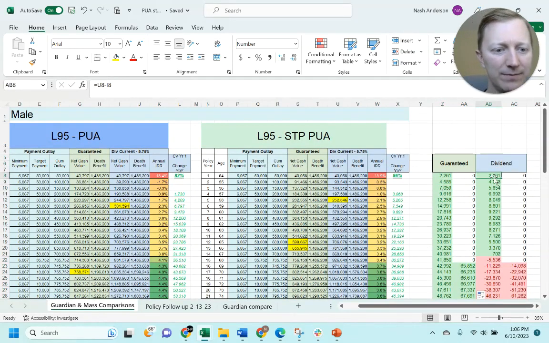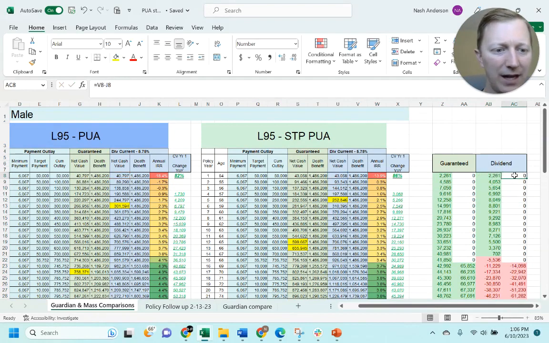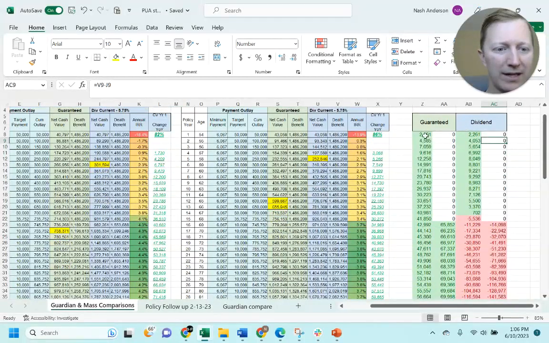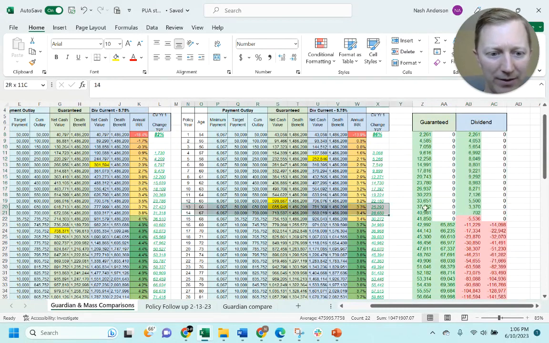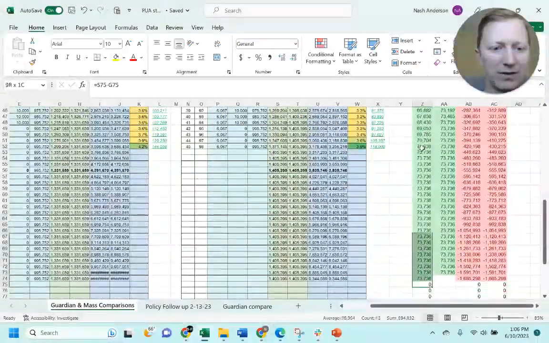On the dividend scale, the cash value difference between the two, and the death benefit difference between the two. So green means the STP PUA option is more, red means the long-term performance or normal PUA option is more. So what we're looking at here is actually cash value on the dividend scale being greater with the STP option for the first about 10 years, just over 10 years, 14 years here. And on the guaranteed scale, it actually stays positive forever.